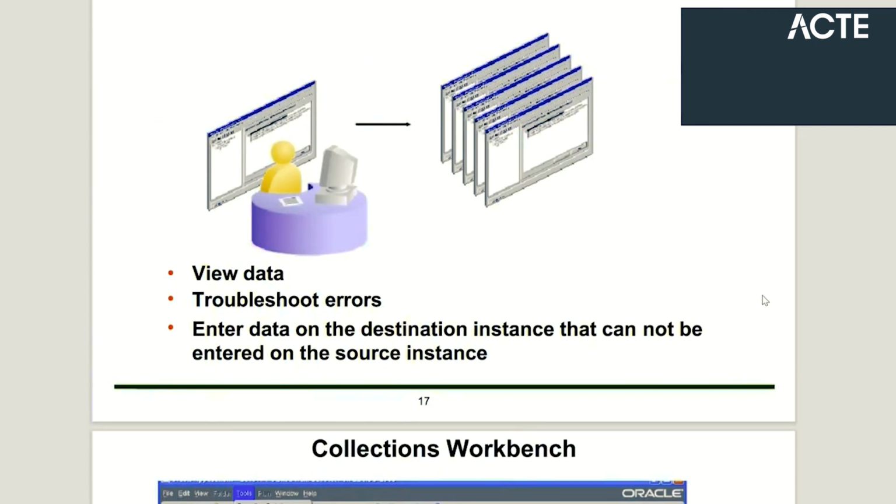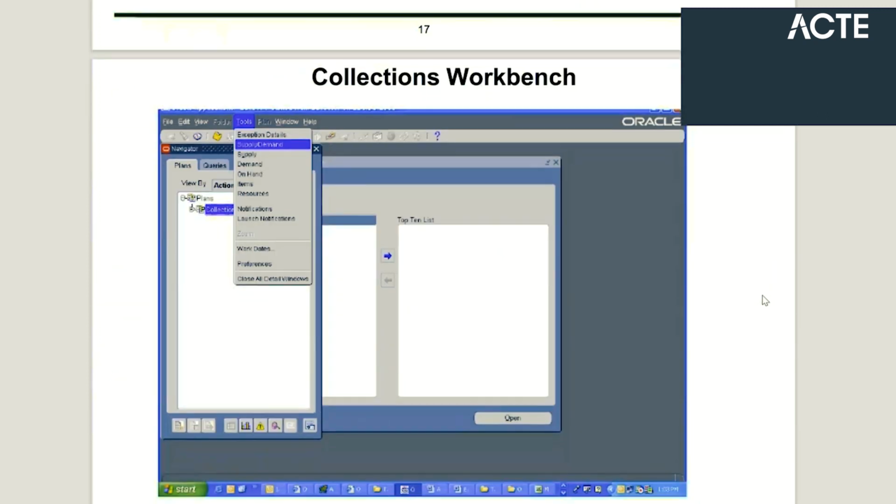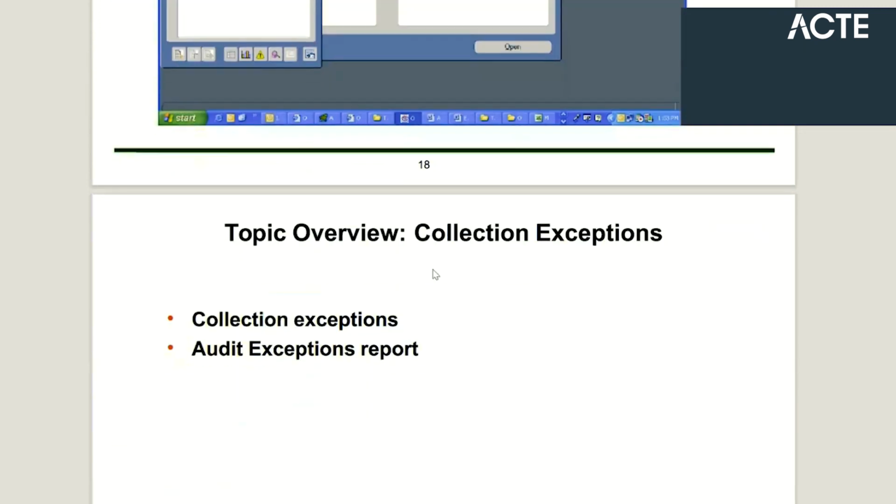Now, when you are viewing the data, troubleshoot errors, enter data on the destination instance that cannot be entered on the source instance. Now, coming to the collections workbench, in the options you have a collections workbench. You have to go inside there and see all this. Once I get in, I have these plans. Then in the plans, I have this collection. Then if I click on tools, I will have all these options which I can launch, and I select the specific option. From there, I can take the corresponding information.